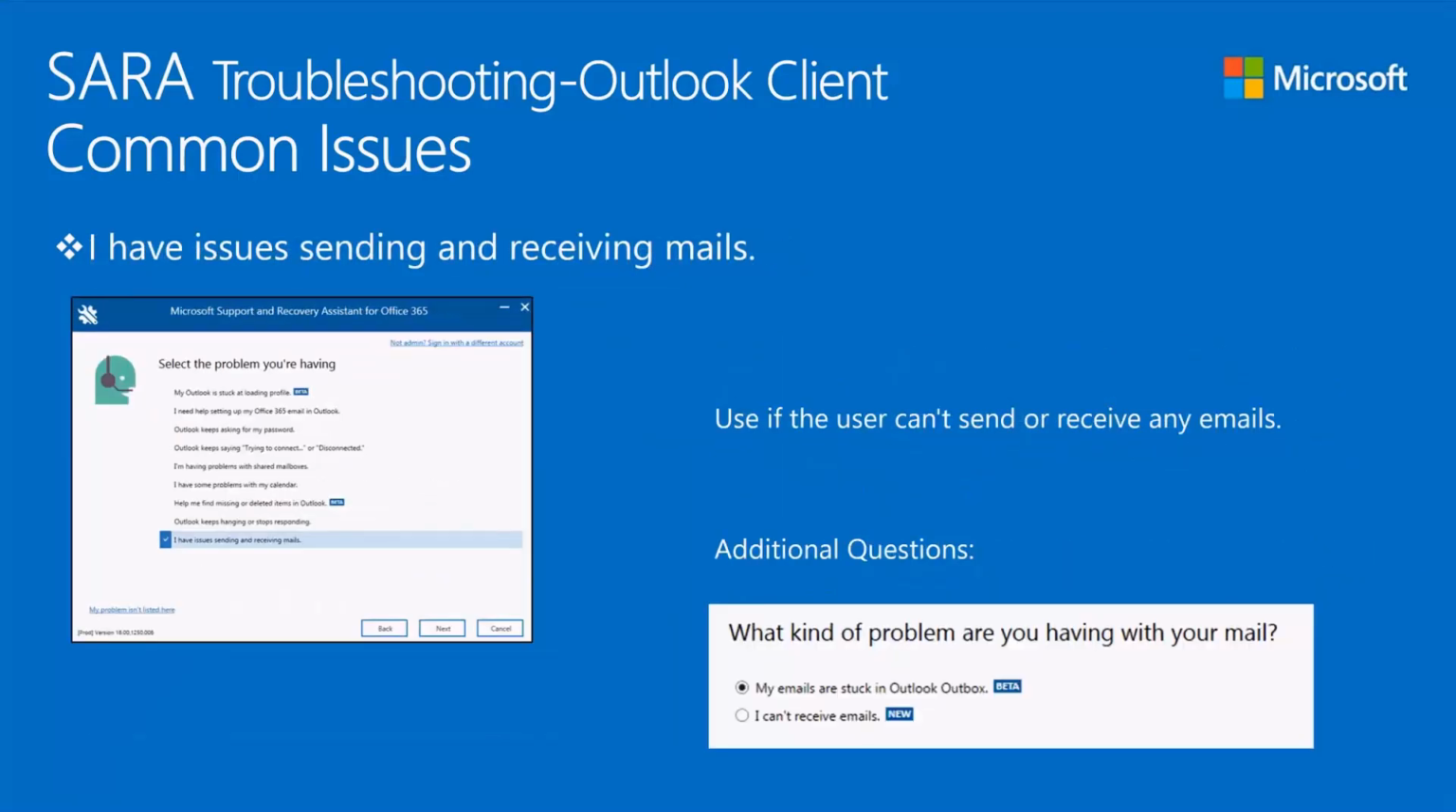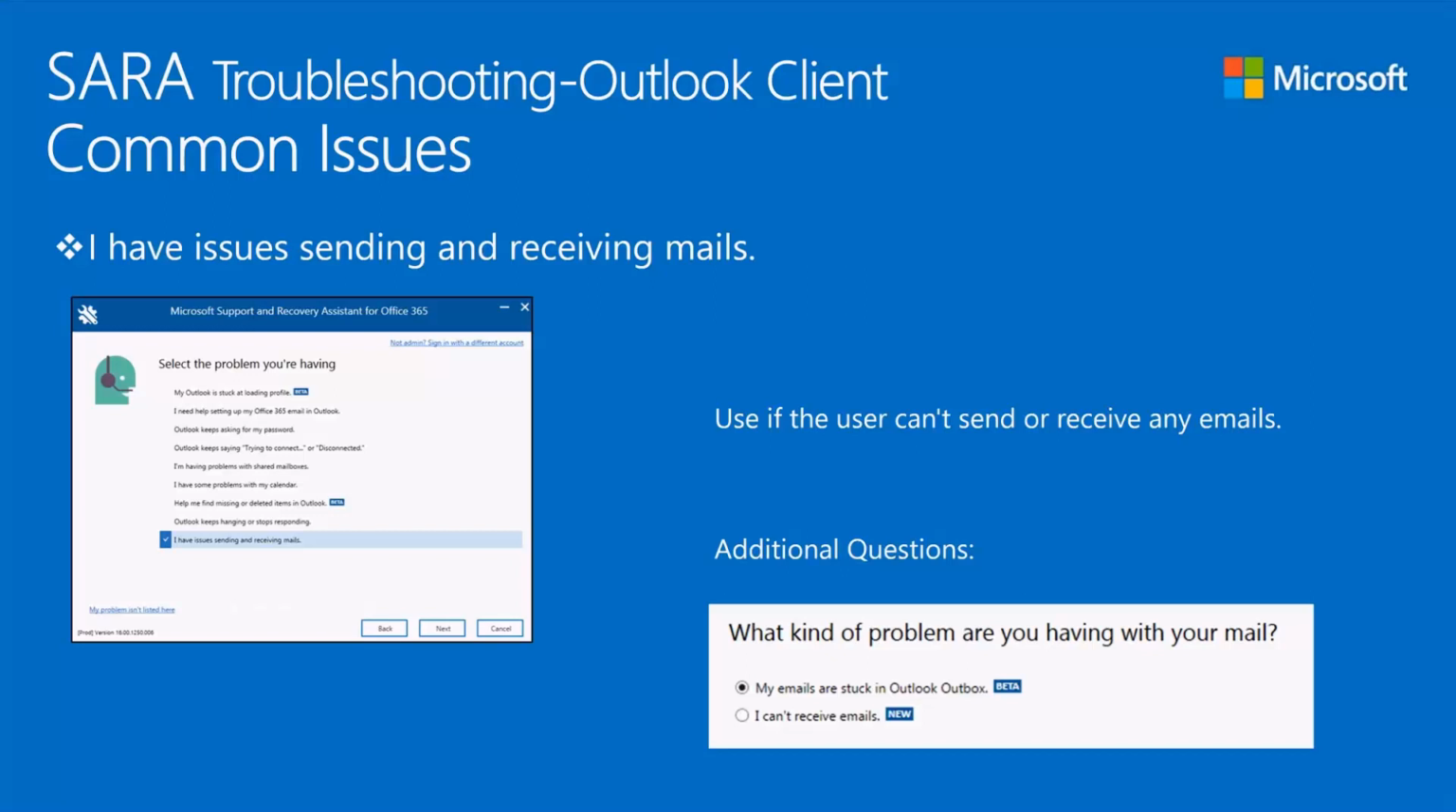Another issue is when the user selects that they have sending and receiving email issues. This option is used when the user can't send and receive any emails, and additional questions are asked, whether the emails are stuck or they can't receive them at all.